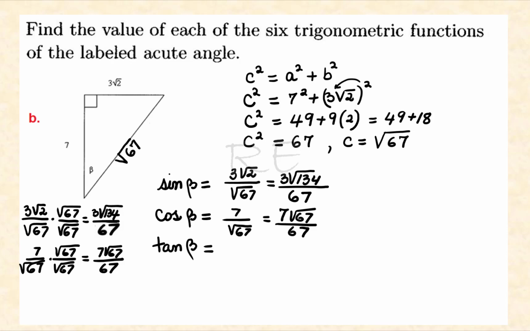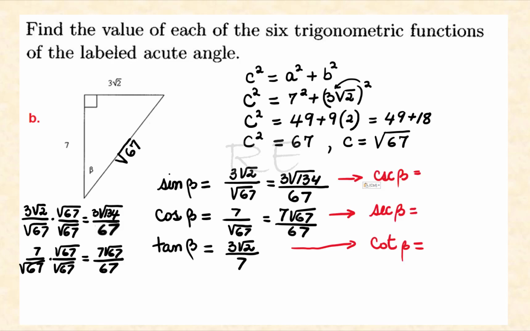And tangent is opposite over adjacent. The opposite side is 3 square root of 2, and the adjacent side is 7. Cosecant will be the reciprocal of sine, so we'll just flip. So it's square root of 67 over 3 square root of 2. When we rationalize, meaning we multiply by square root of 2 over square root of 2, we get square root of 134 over 3 times 2, which is 6.